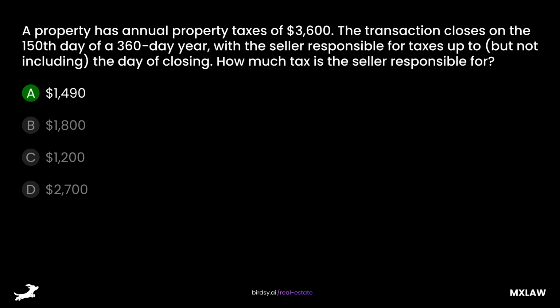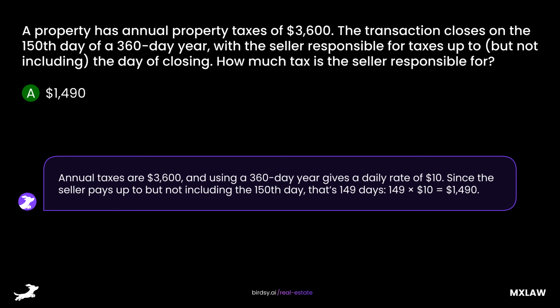The answer is A, $1,490. Annual taxes are $3,600, and using a 360-day year gives a daily rate of $10. Since the seller pays up to but not including the 150th day, that's 149 days. 149 multiplied by $10 equals $1,490.